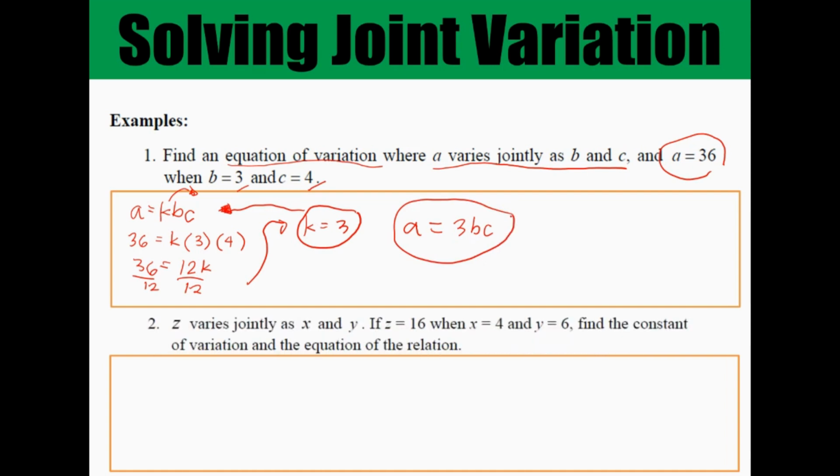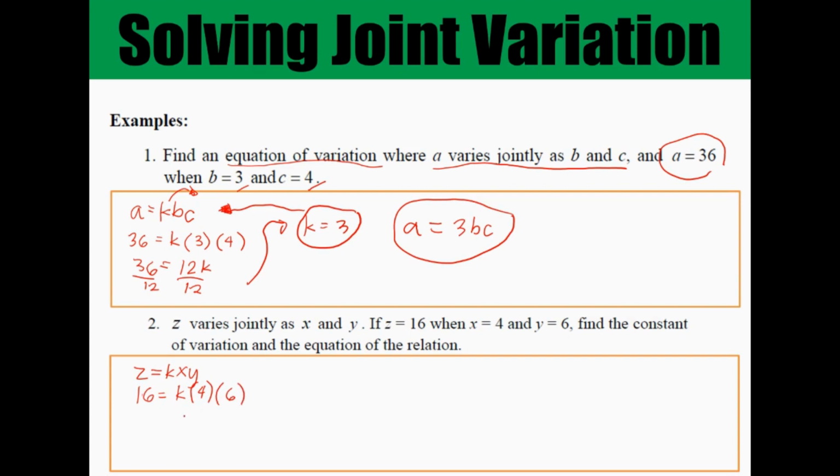Okay, next. Z varies jointly as X and Y. So, let us first write this equation. C varies jointly as X and Y. If C equals 16, when X is 4 and Y is 6, find the constant of variation and the equation of the relation. So, we have C is 16 from the given. K times 4, Y is 6.